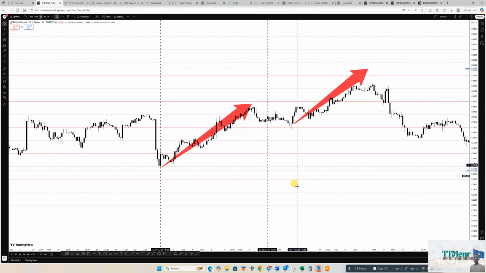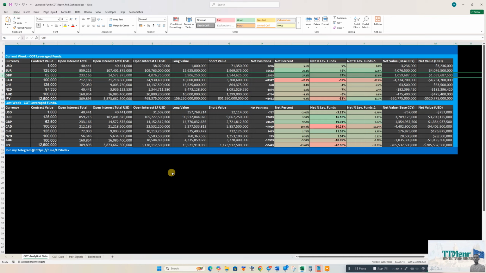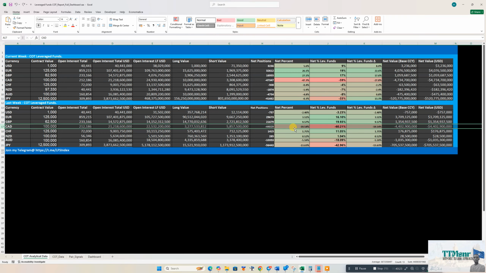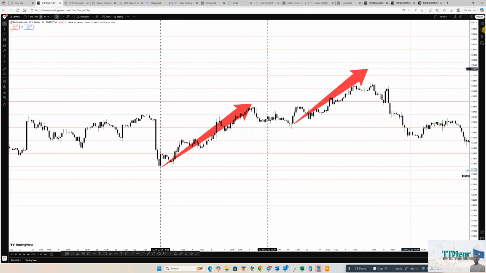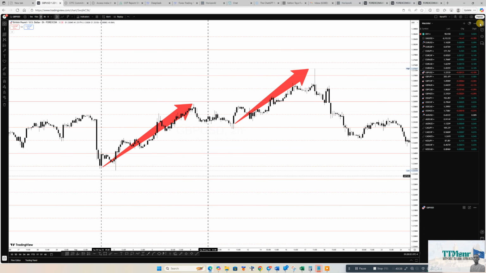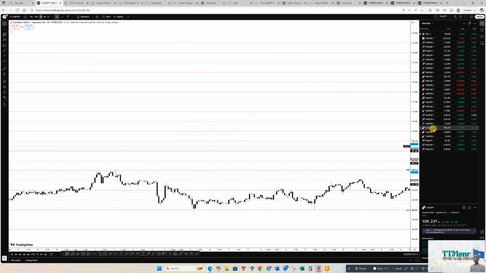So my friends, let us look at the next data. We have to check this CAD. CAD was negative. I like USDCAD, which will be the opposite, but CADJPY, I think that will be a good asset. Let us look at CADJPY.